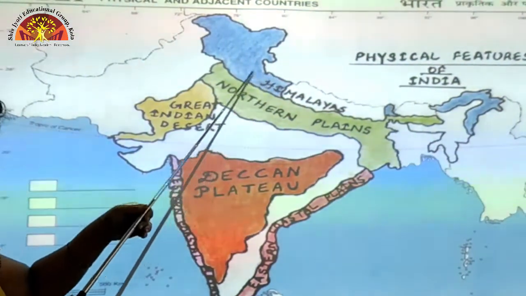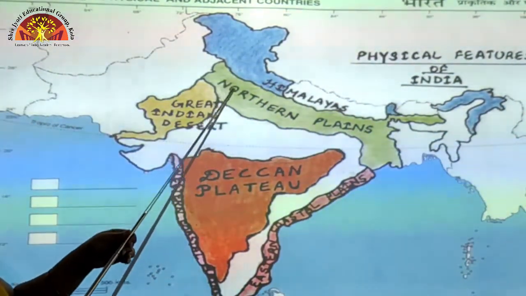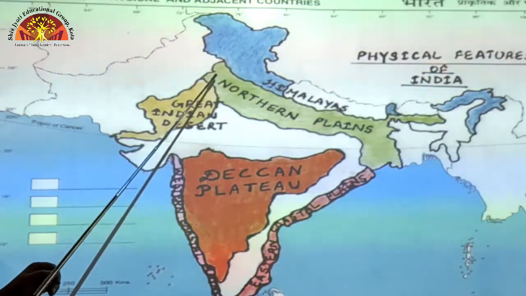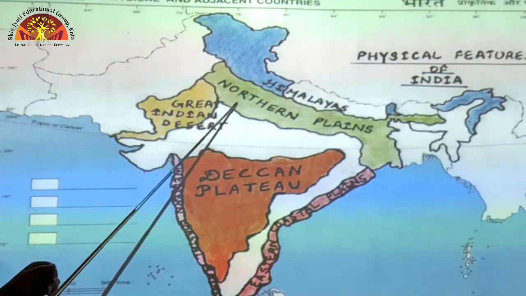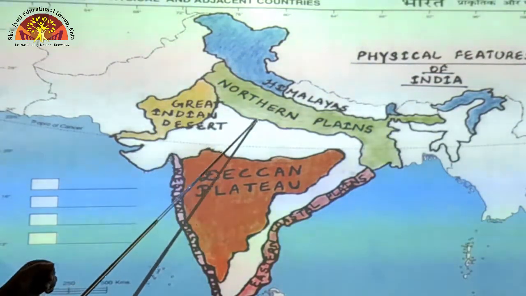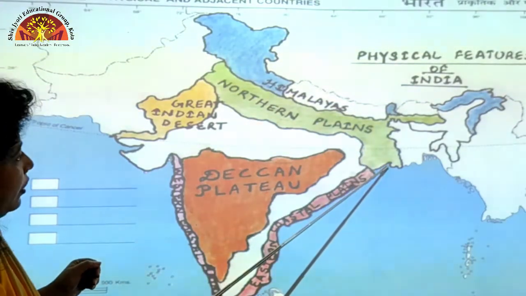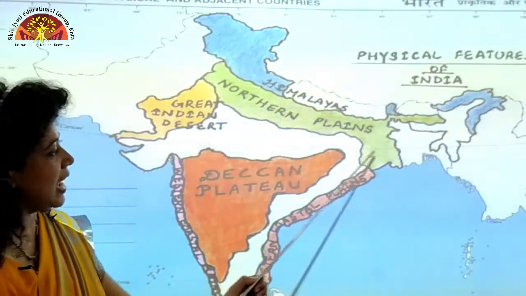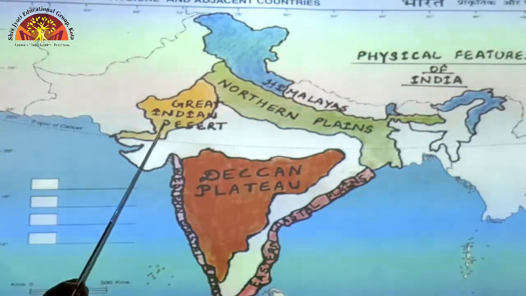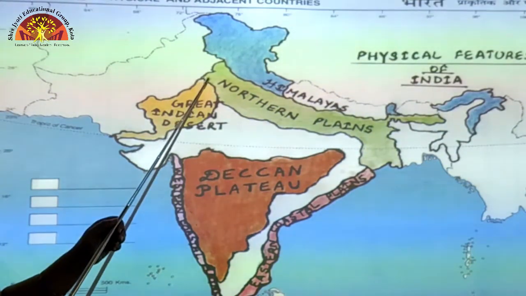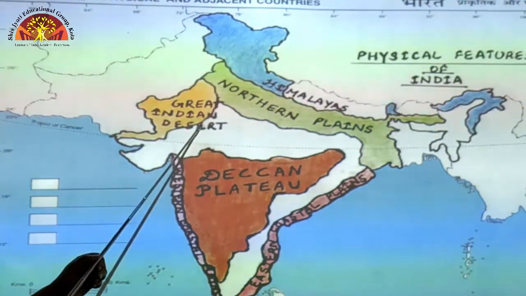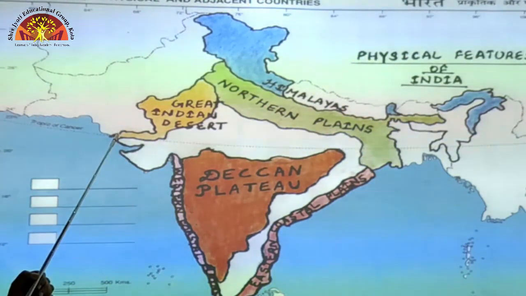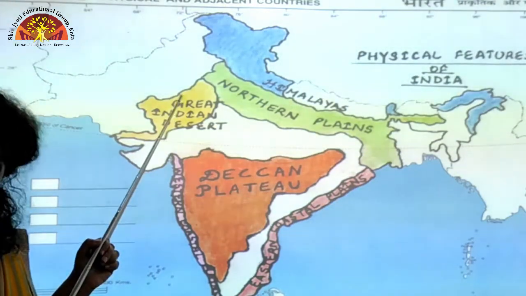Then just below the Himalayas you find the northern plains. The northern plains run exactly parallel to the Himalayas, and start from here and extend up to West Bengal. And you see this dotted line here. This dotted line is actually the Tropic of Cancer. So from the northern plains you will start drawing your Great Indian Desert, and you will come till the dotted line near Gujarat. So this will be your Great Indian Desert.